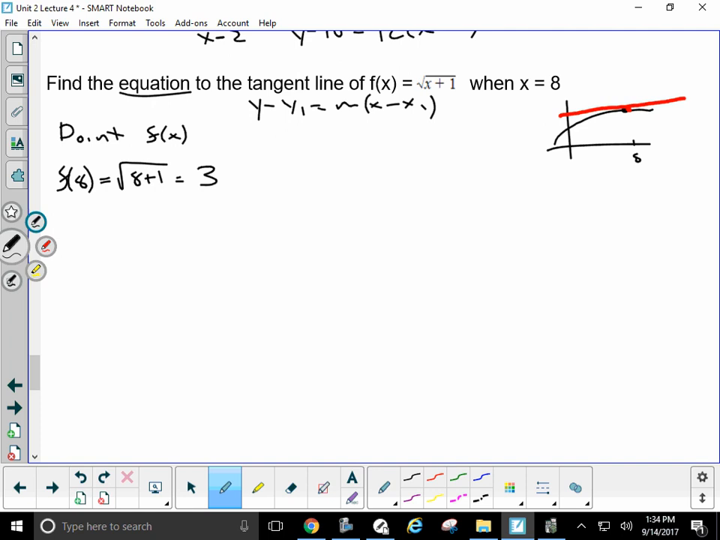Is it plus or minus 3? The square root of 9, plus or minus 3? No, just 3. That's why this graph looks like this and not like that. Okay, just 3. So this is positive 3, so I have my point 8, 3. So I have y minus 3 is equal to m times x minus 8, and I need to fill in m.